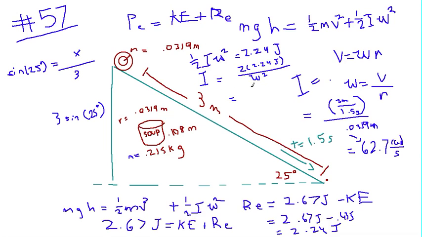0.00114, and then for the units, that's joules per radians per second squared. And there we go.